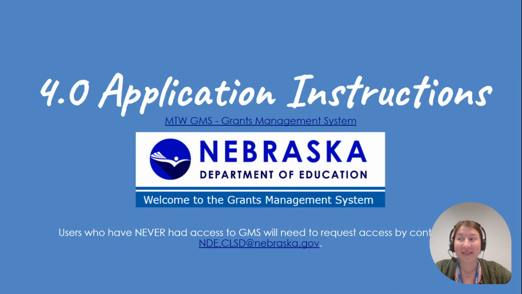All right. So now that you know the purpose, who is eligible, what funds are available, and how you can and cannot spend the funds, let's talk about the application itself. The application is available on the NDE Grants Management System website, also known as GMS. The link is in section 3.5 of the RFA. Users who have never had access to GMS will need to request access by contacting nde.clsd@nebraska.gov, and I can help you get started on that process.